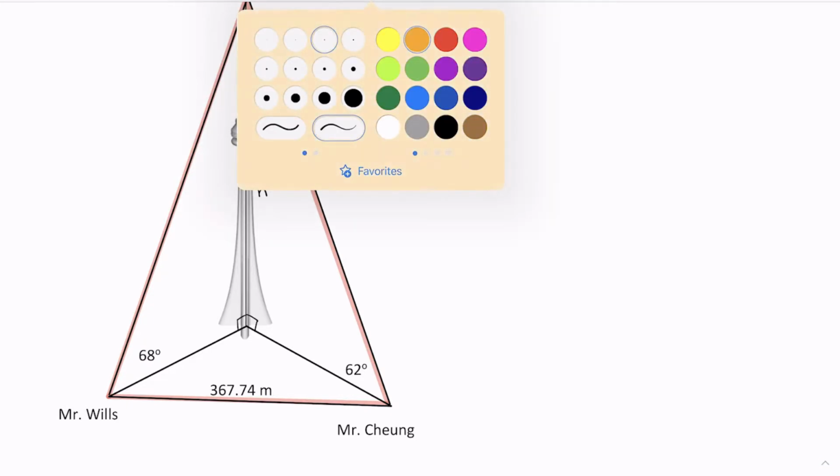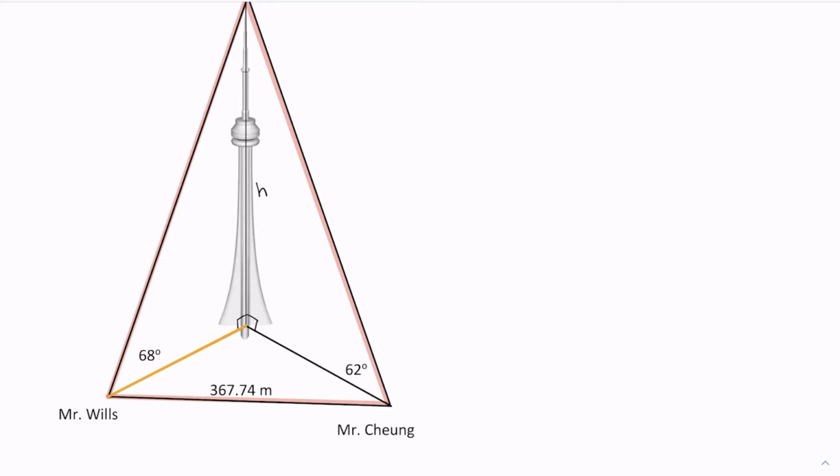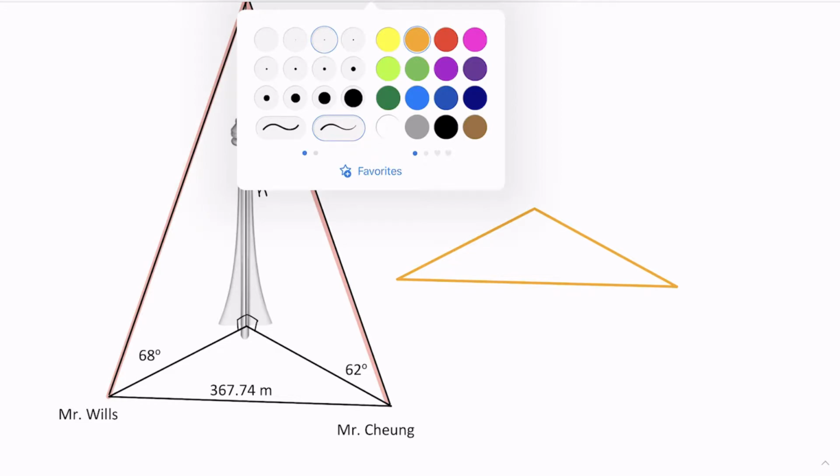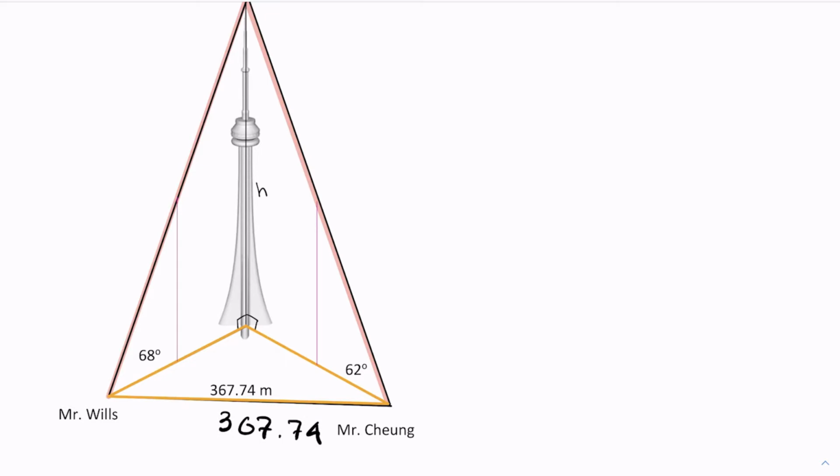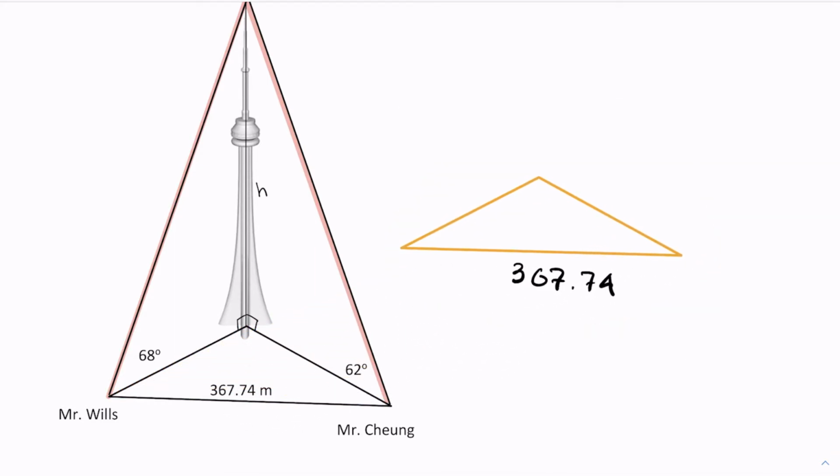I'm going to trace over it with an orange. So I'll go over here, over here, and over here. When I take that triangle out of this context, let me drag it out here. Remove that red line. What I have is 367.74, and I'm going to drop the meters. Again, this is my triangle. It was here. I'm just taking it out so I can see it a bit more clearly.